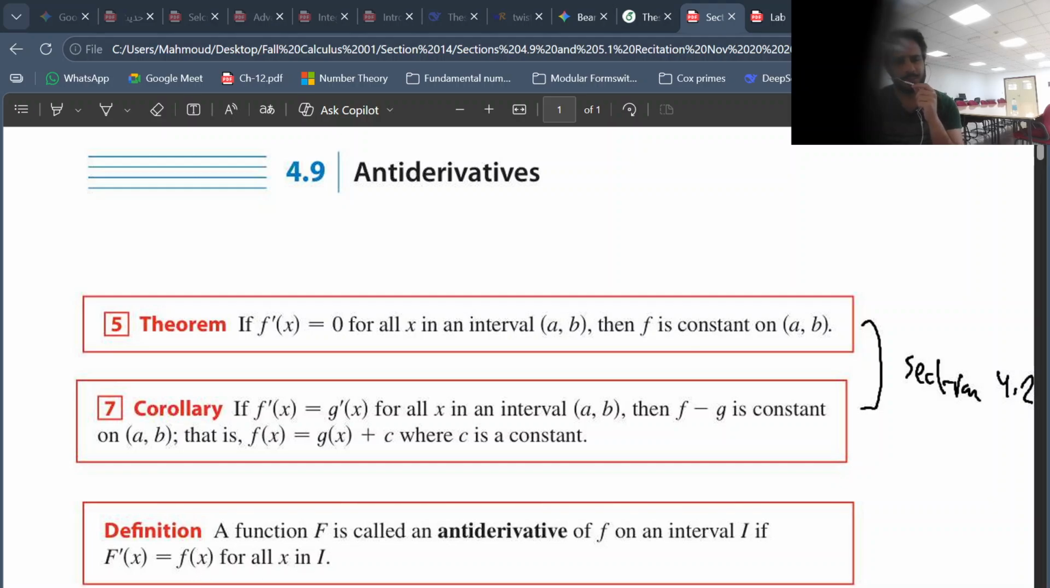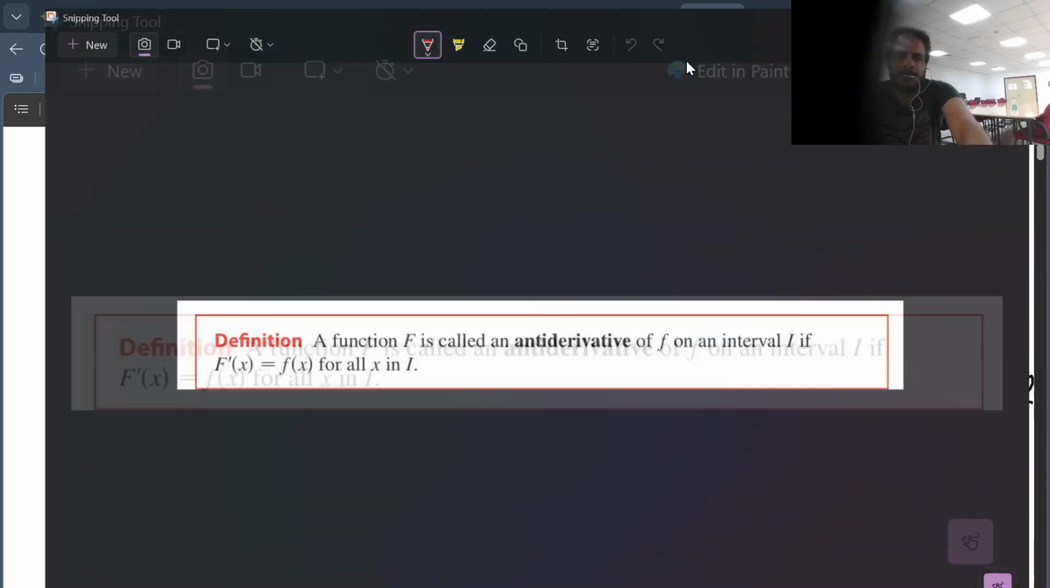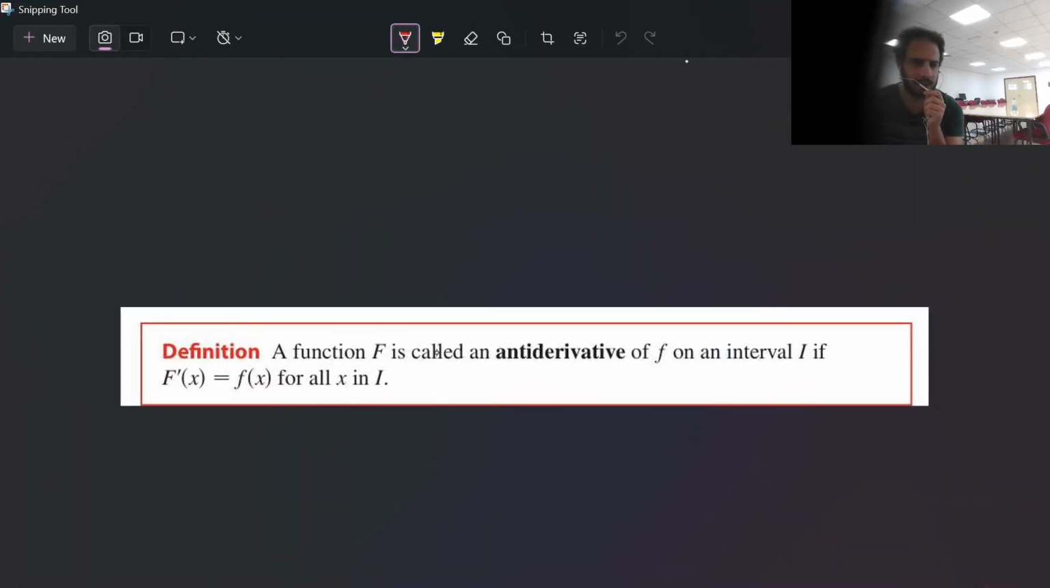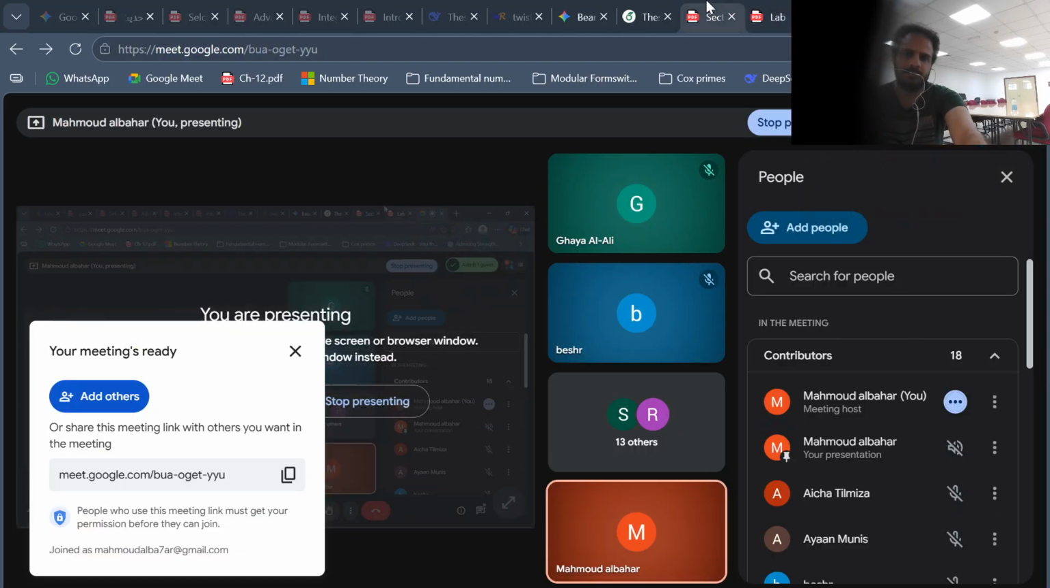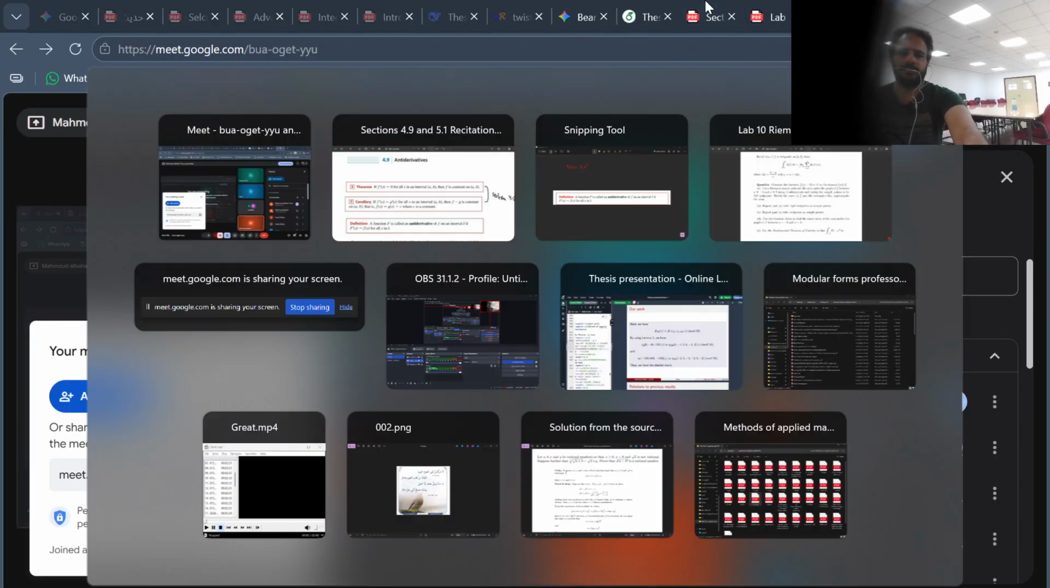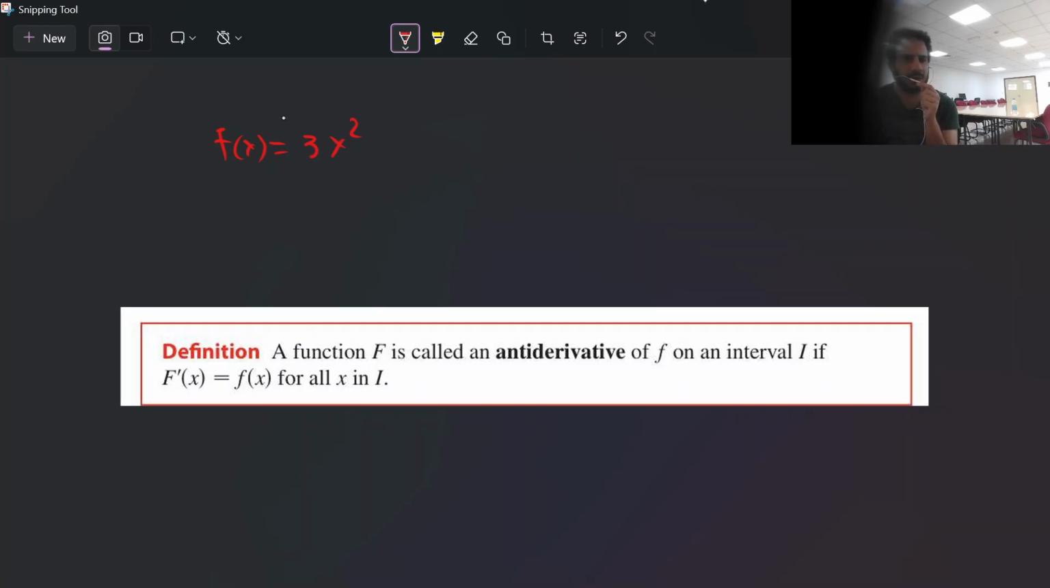I will also give an example. So, let's take a screenshot of that. Good. So a function capital F is called an antiderivative of small f on an interval I if capital F prime of x equals small f of x for all x in I. Good. For example, if I give you small f of x equals 3x squared.